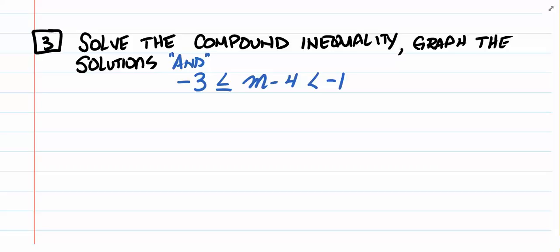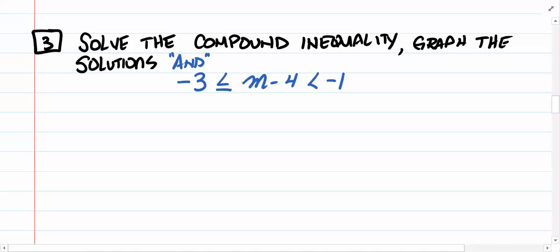So box 3 is an example. The directions say to solve the compound inequality and graph the solutions. This is an example of an and compound inequality. So we solve this the same way that we solve regular inequalities. And here's how we would do it.